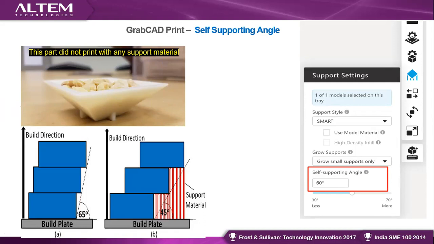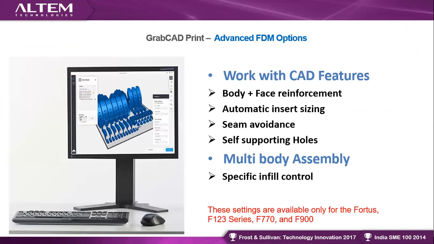So we'll call it the self-supporting angle. You can see on the software also, in the support setting option at the bottom side, there is an option called self-supporting angle. And the advanced FDM, I have already discussed these advanced FDM options. If you choose the advanced FDM options, obviously you are going to save a lot of material and a lot of time. There are options called self-supporting holes or the specific infill control.